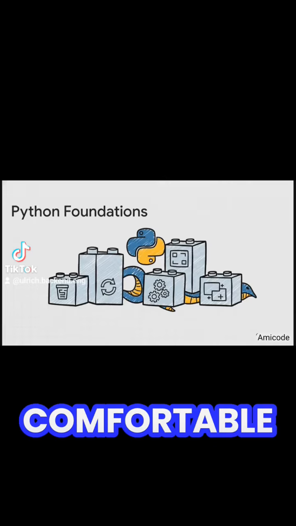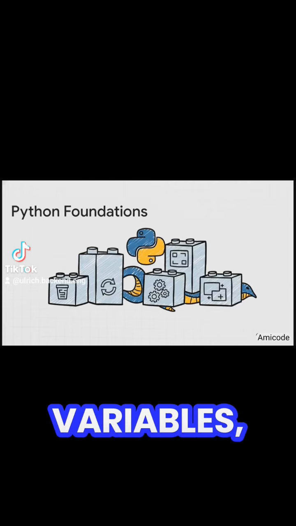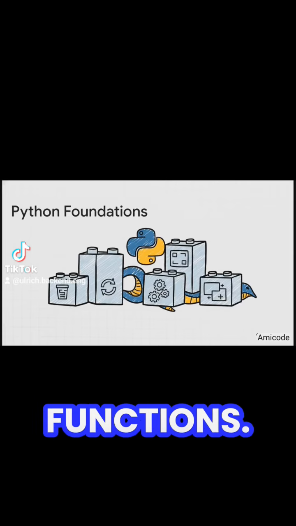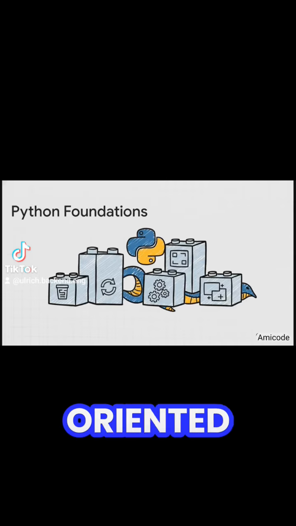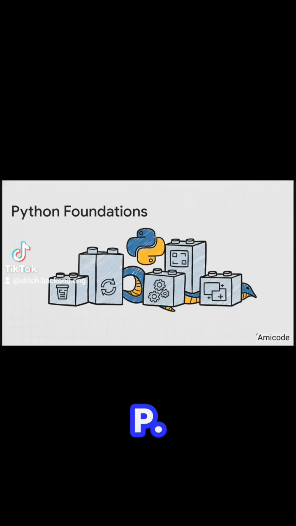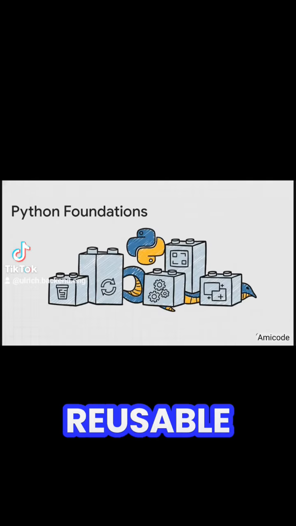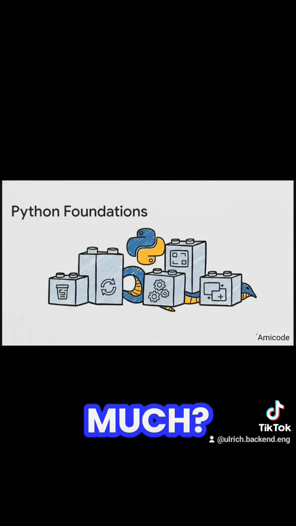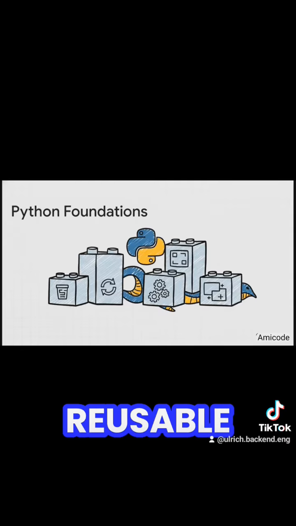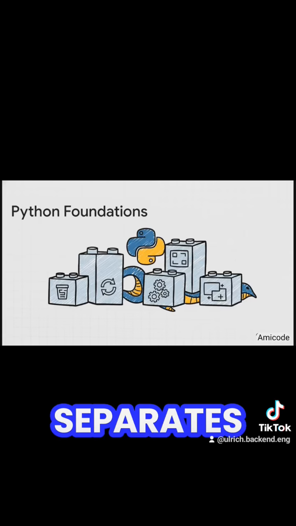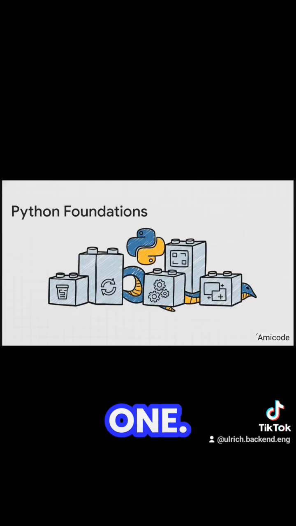And you've got to get comfortable with the basics. Things like variables, data types, loops, and functions. And then there's this big one, object-oriented programming, or OOP. Don't let the name scare you. It's just a smart way to organize your code into logical, reusable blueprints. Why does this matter so much? Because clean logic and reusable code, that's the bedrock. It's what separates a messy project from a professional one.